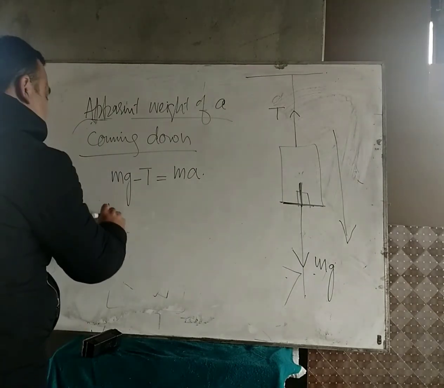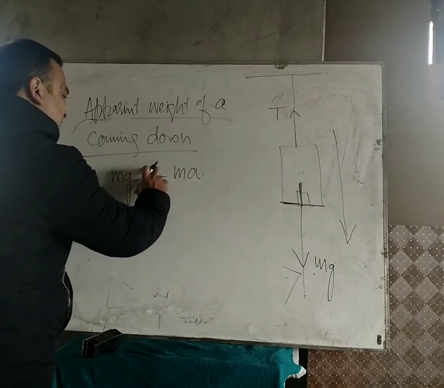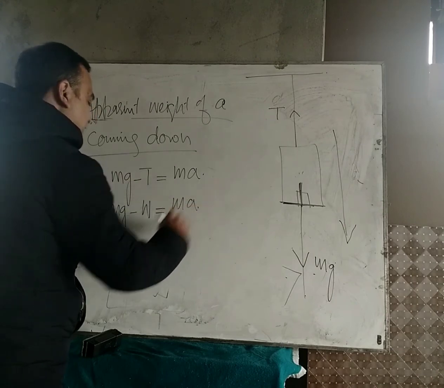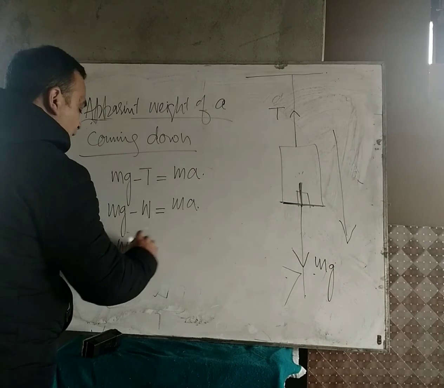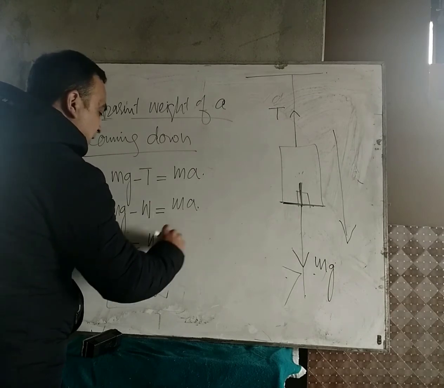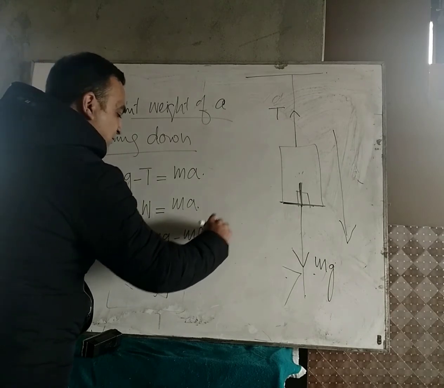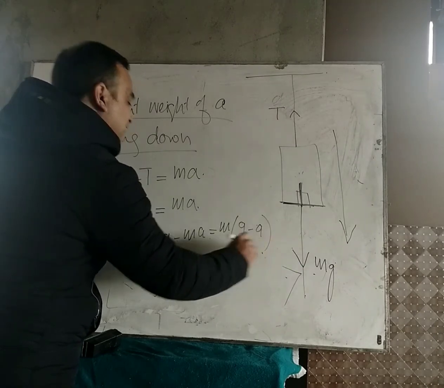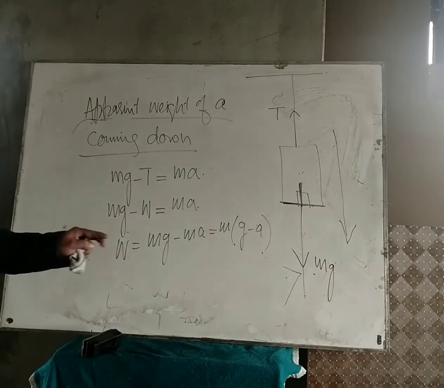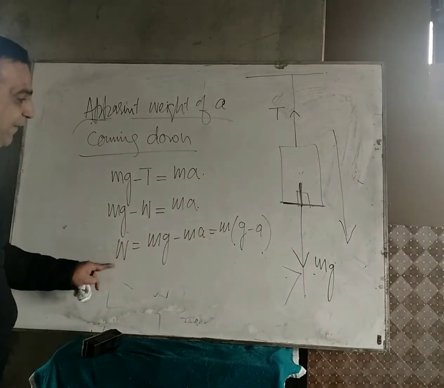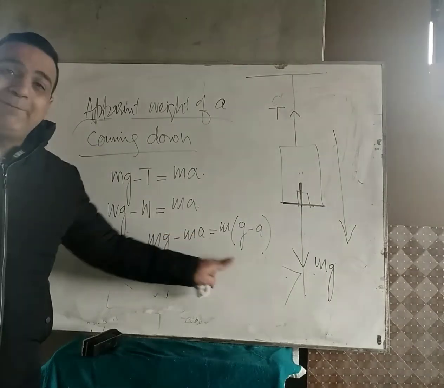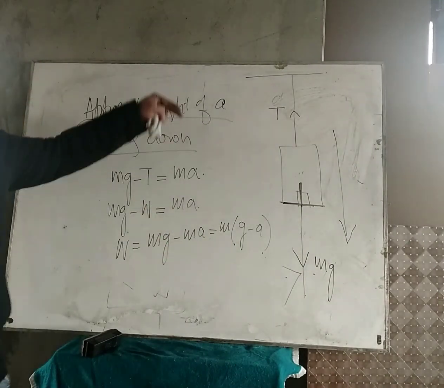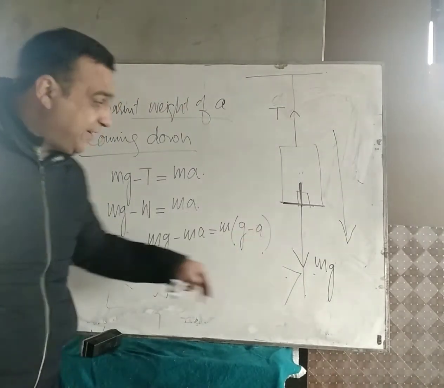So this is mg minus T, where T is the apparent weight of the person, is ma. So this W will be mg minus ma. So this will be m times g minus a. The equation is simply telling us that the apparent weight of this person is going to decrease when the lift is moving in the downward direction.